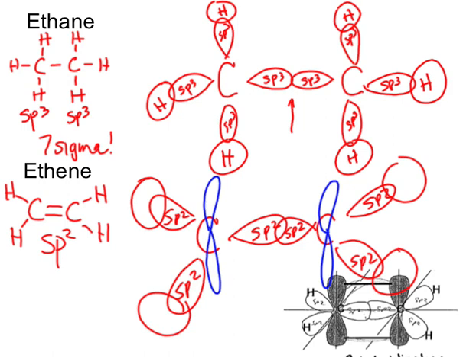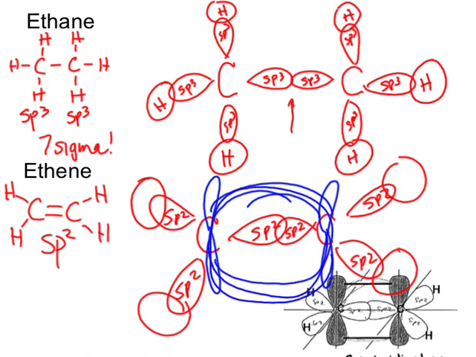So what do these p's do? These p's will sideways overlap. They literally do this. The feet and the hands, they go to the side, like a crescent moon. So what happens, this thing overlaps, this one overlaps, and they make this donut-y looking shape. That is 1 pi bond. So a sigma and a pi make up a double bond.